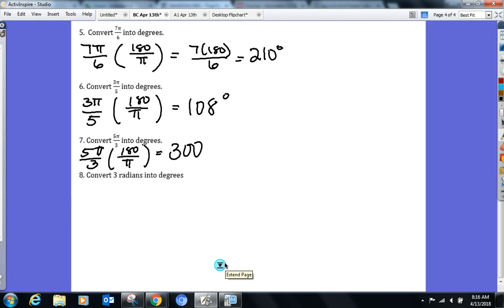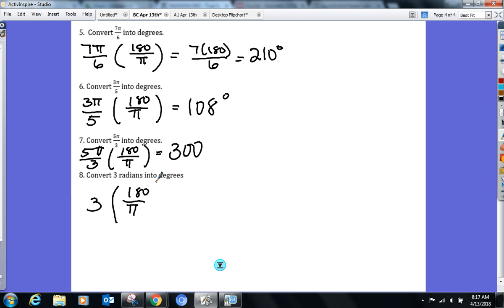3 radians into degrees. Anybody see a little something different? I'm not looking for anything complex here. What's missing? Well, fraction, and there's no pi with it. Radians don't have to come with pi's. All right, it's just 3 radians. It's in radians, so what am I going to multiply it by? 180 over pi, but guess what's not canceling out now? The pi. Okay, the pi is not going to cancel out. Don't put a pi with the 3.